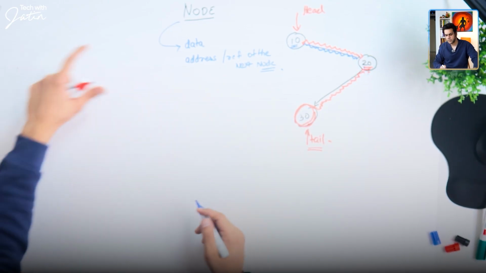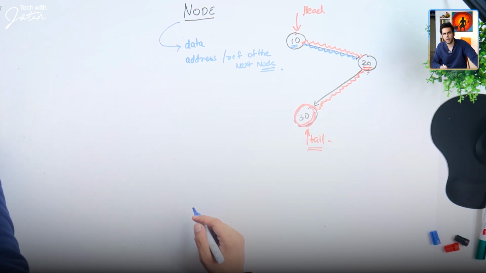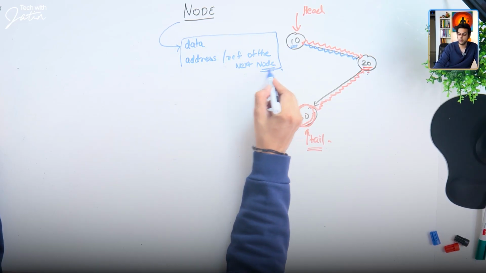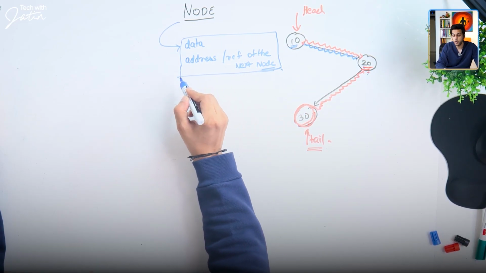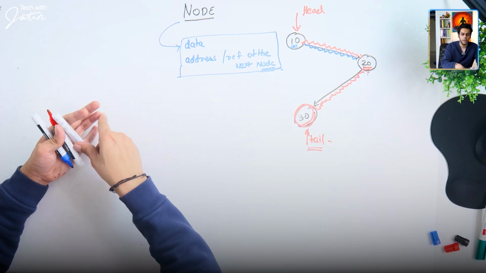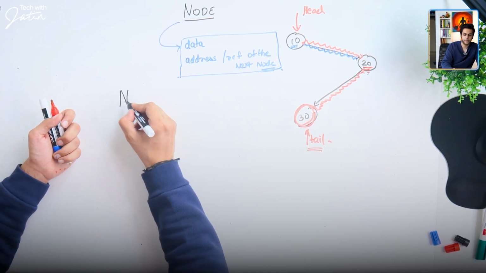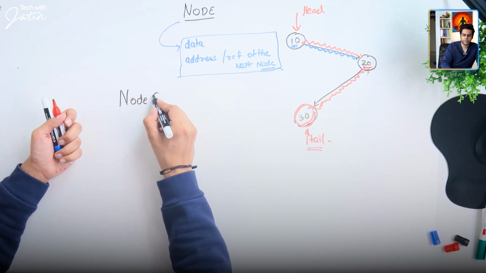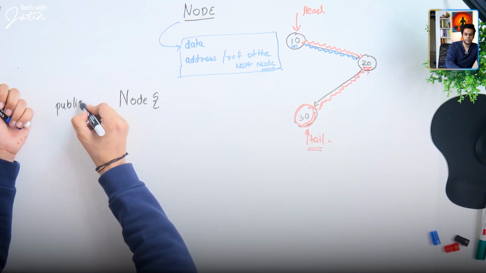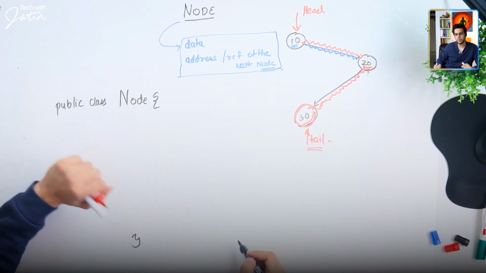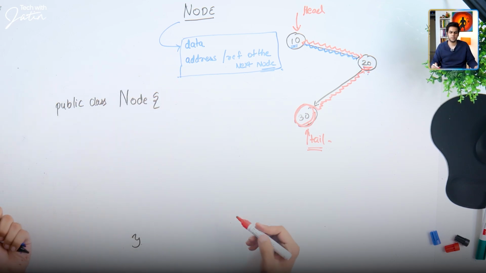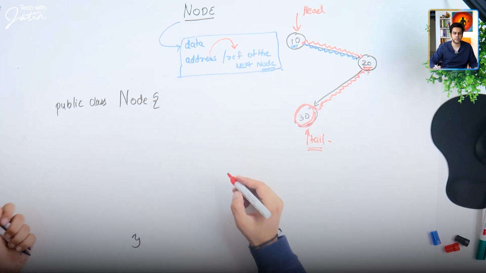Now let's say, guys, with these two things I want to create a node. How do I create it? We said that a node is going to consist of two things: data and the address, or the reference, of the next node. So I'm going to create a class Node. Observe carefully. Public class Node. Node is going to have two things, data and address to the next node. Address basically means a reference variable.